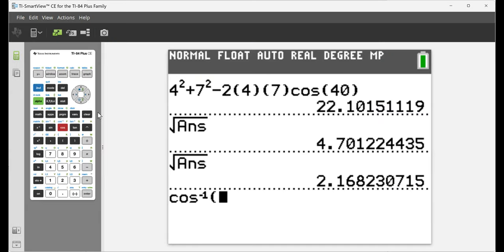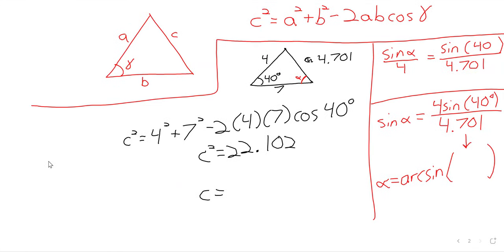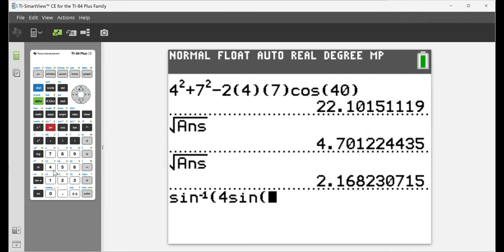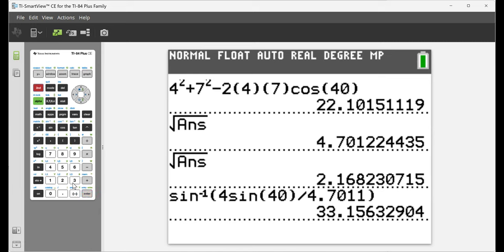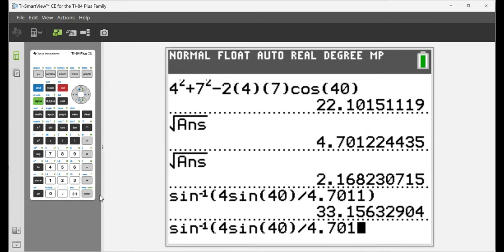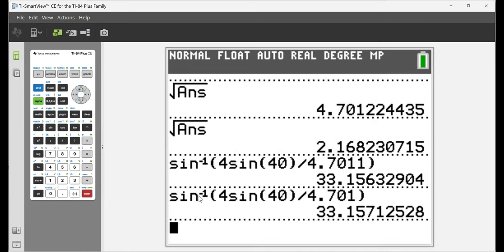Arc sine, not arc cosine. Let's try that again. Arc sine of 4, sine 40, divided by 4.701. You accidentally did two ones instead. You're right. Thank you. Fix that. 33.157.